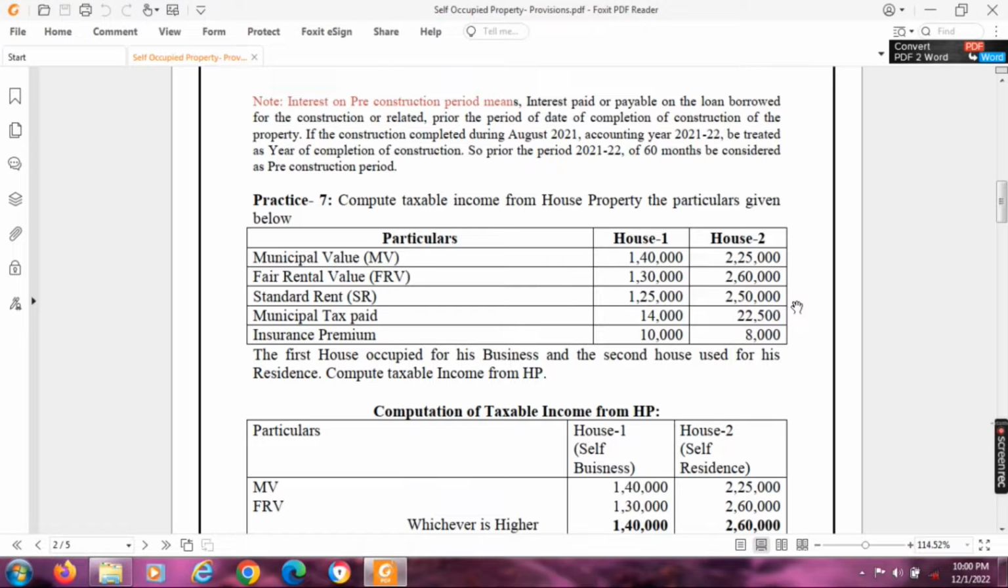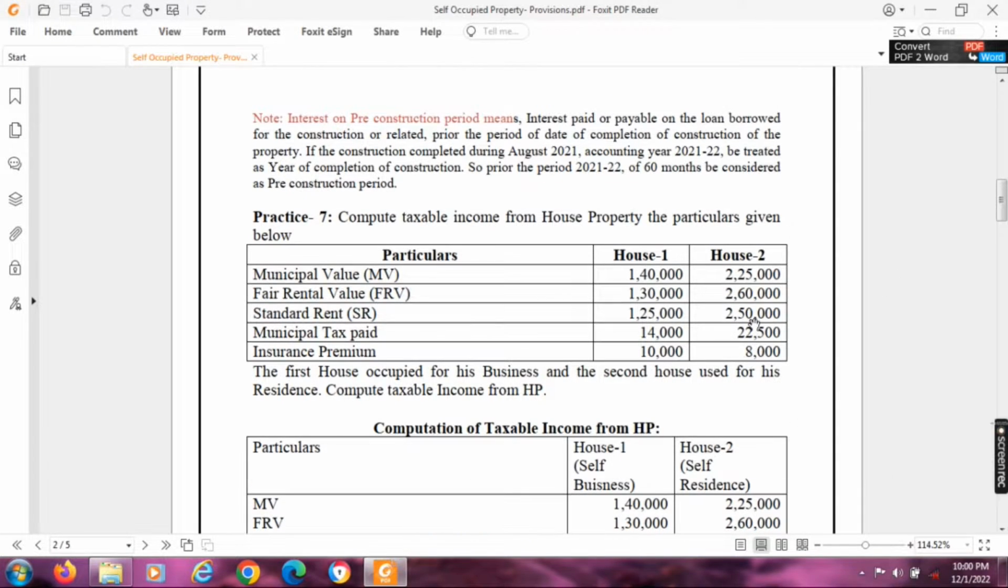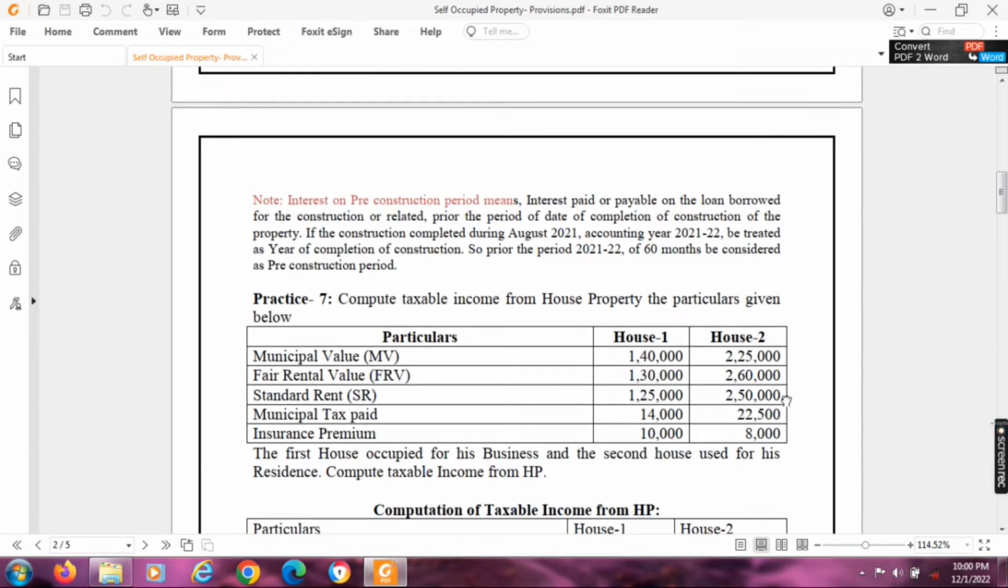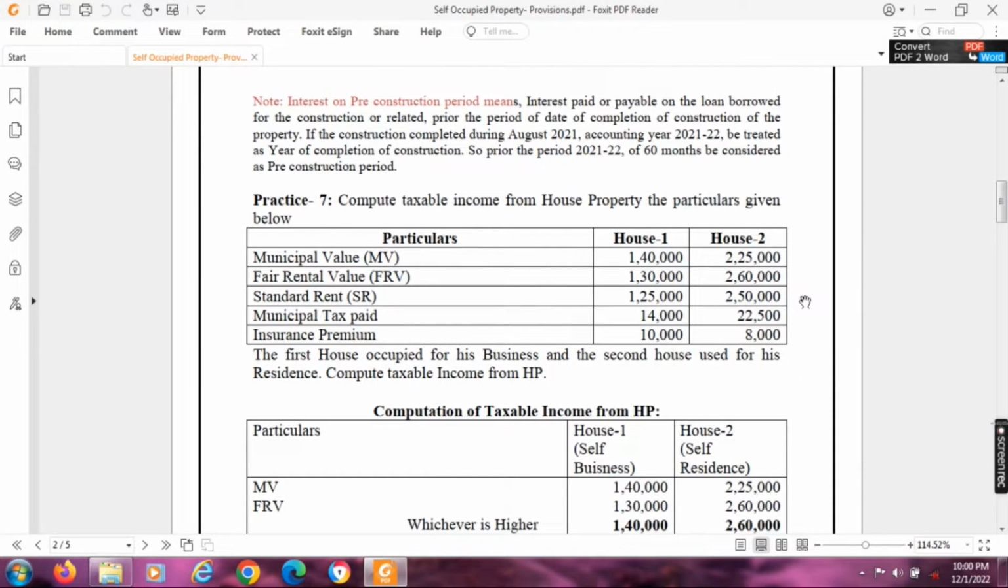So let's see. Interest on pre-construction period equals loan, as given in the problem itself, into rate of interest, also as given, into period. Period is from the date of borrowing to either the date of repayment of loan or the date of completion of construction, whichever occurs earlier. The total interest period is limited to only 60 months. That means 5 years only.